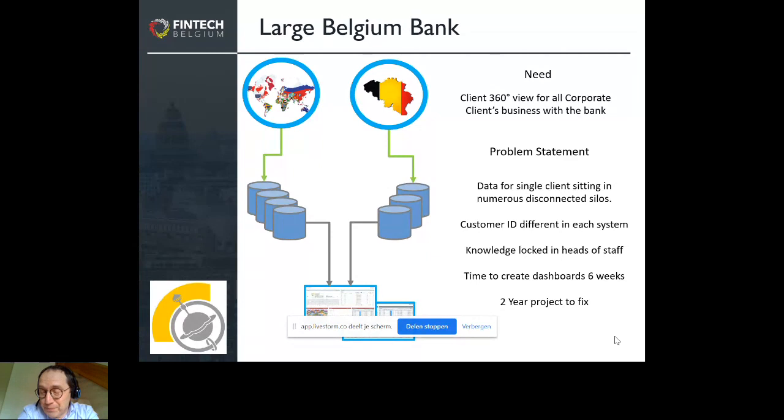When one of his account managers was asked to create a so-called 360 degrees view on one of their corporate clients, it was a big challenge. It took them 6 weeks to get a so-called up-to-date report. And why was that? Because corporate clients had data in Belgium, of course. They had data out of Belgium. They had it in different systems. Banks do have different products, credits, cash, leasing, you name it. So it was a big challenge.